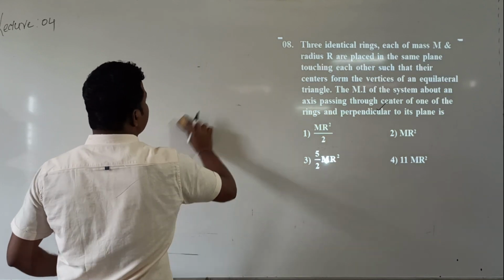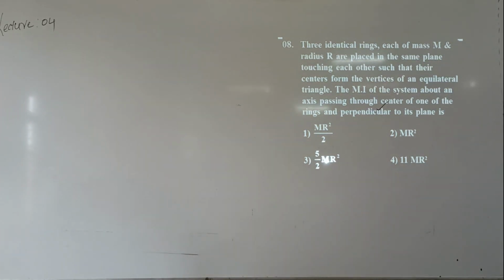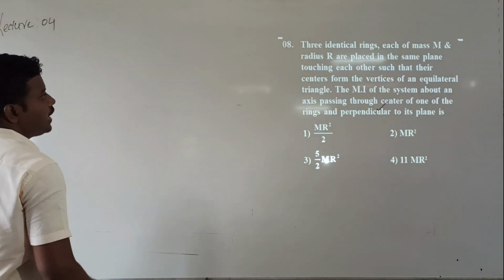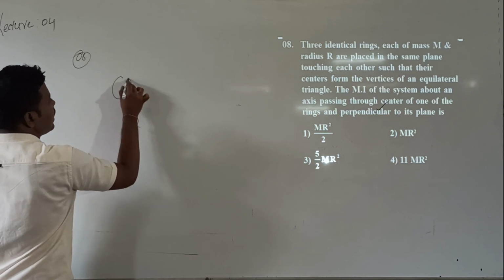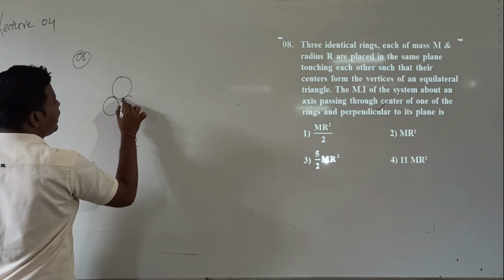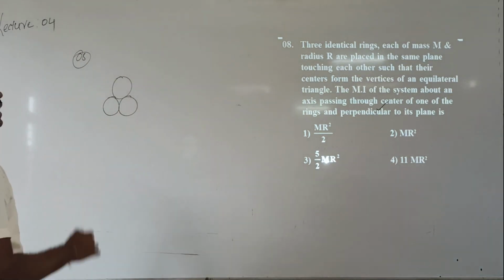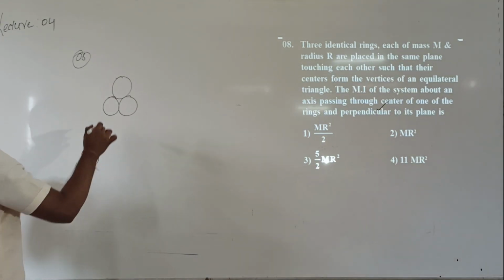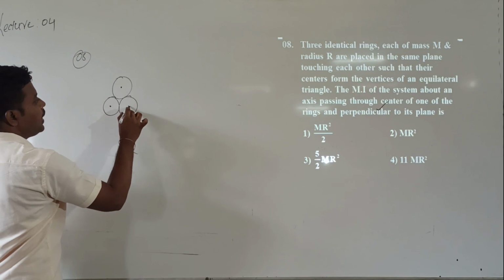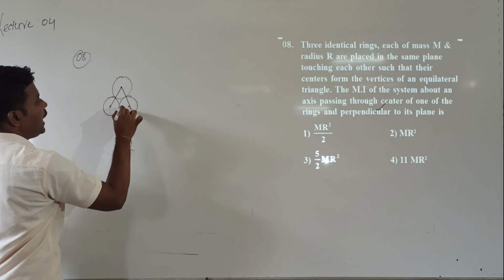So what is this question? Three identical rings, each of mass m and radius r, are placed in the same plane, touching each other. This is one ring, here one ring, here one ring. All are touching each other such that the centers form the vertices of an equilateral triangle.